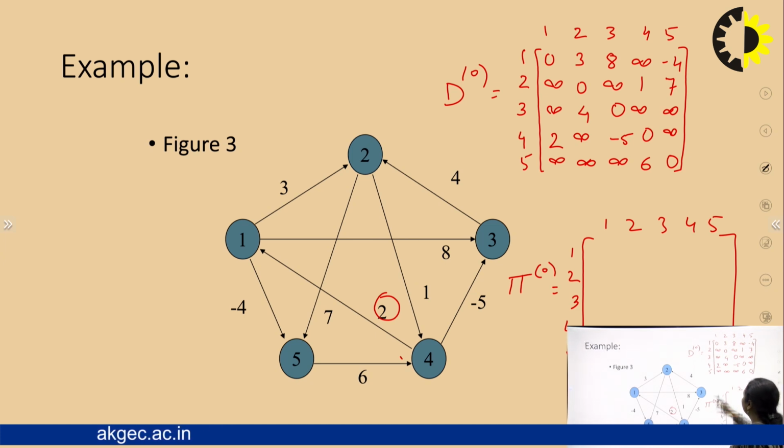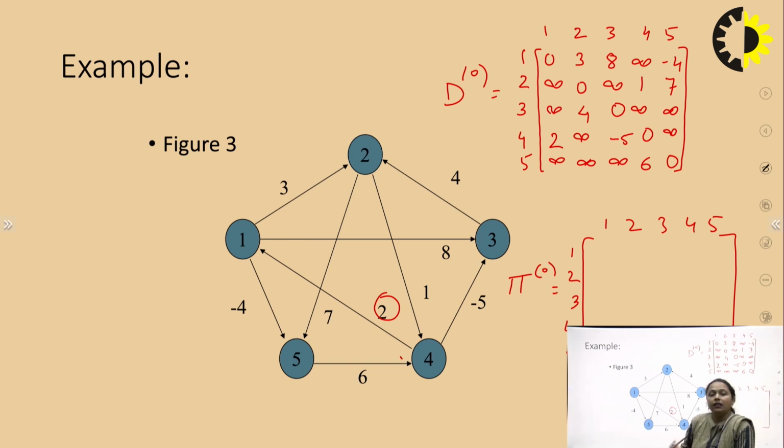Whenever we find the source node, the value is 0. There is no cost. It means source and destination nodes are the same. And similarly when we are talking about infinity, again it means there is no direct path between the nodes. So what we will write in place of reaching 1 to 1? Source and destination are the same. So what we will write? We will write nil.